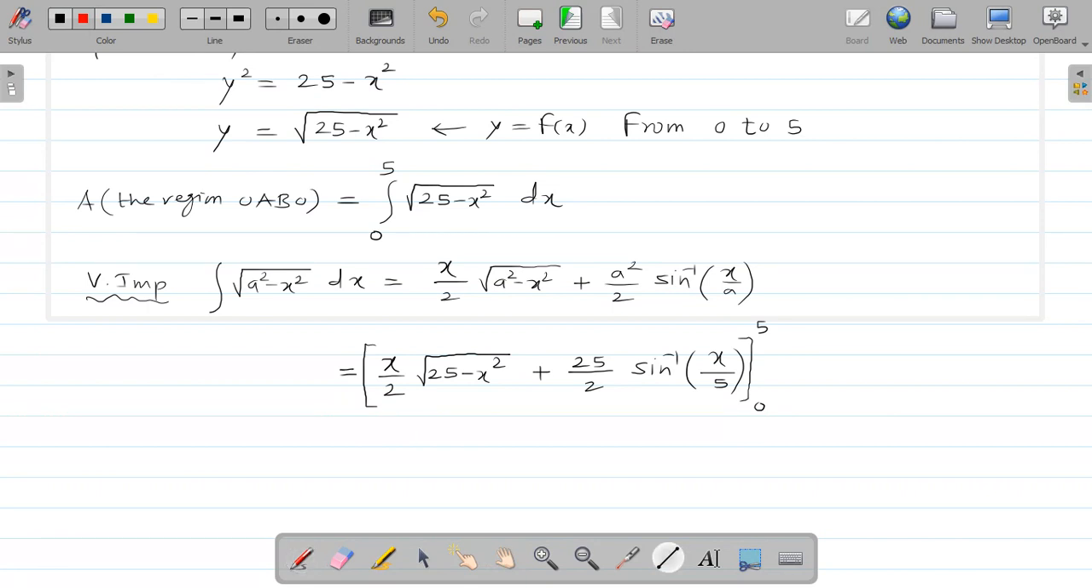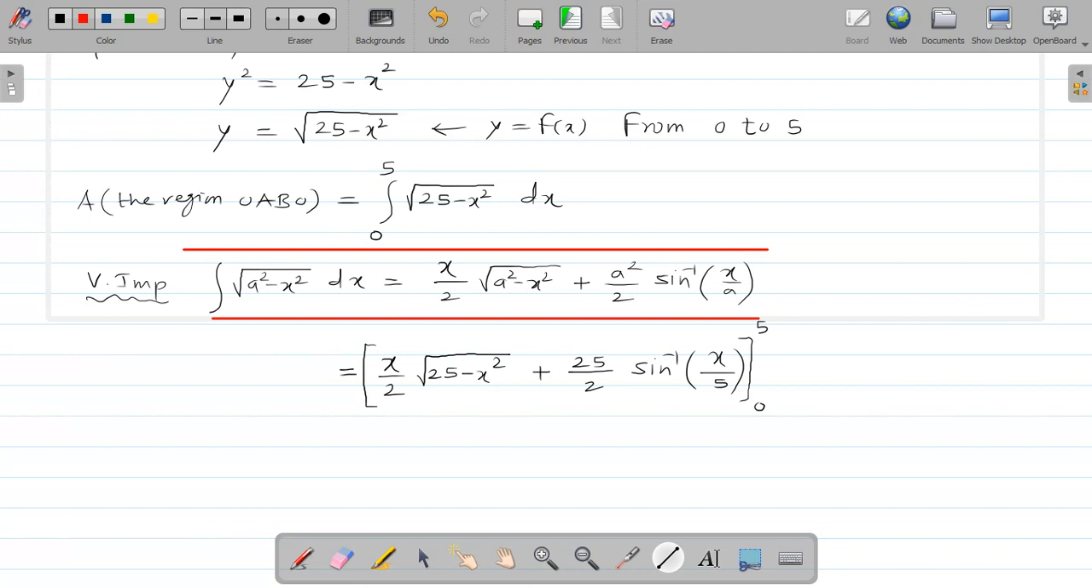See the rule carefully. This is the very important rule. Remember. It is a very important formula to get the integration of this type of function. So always remember this rule. Very important. So by using that rule we get this integration.